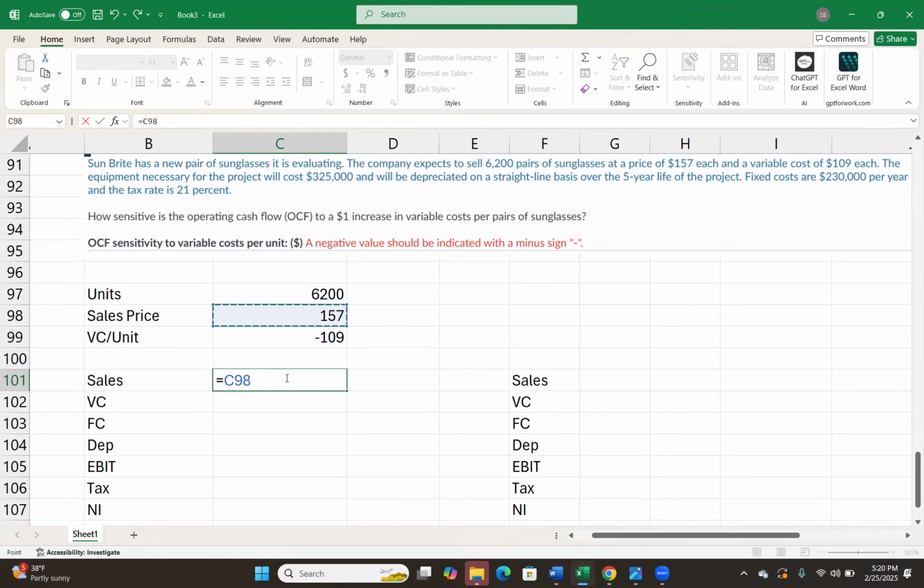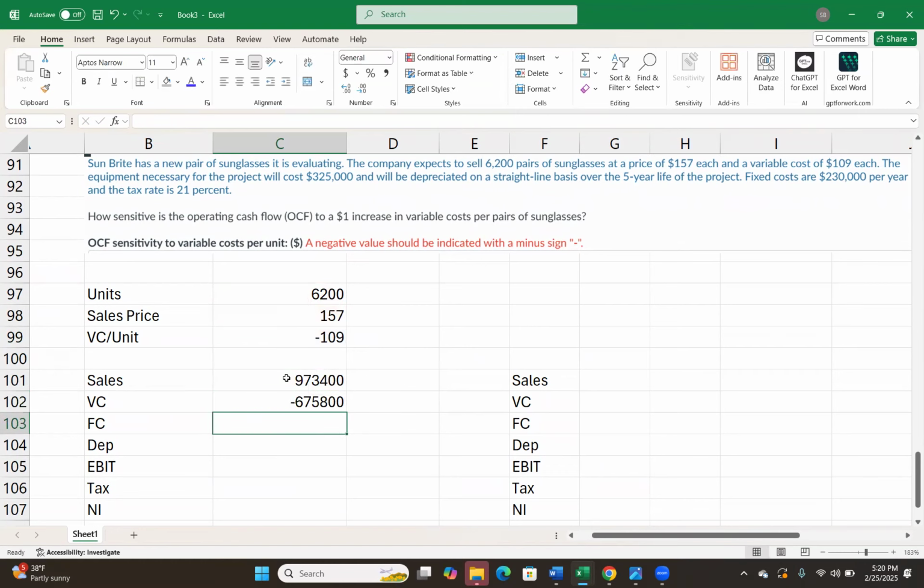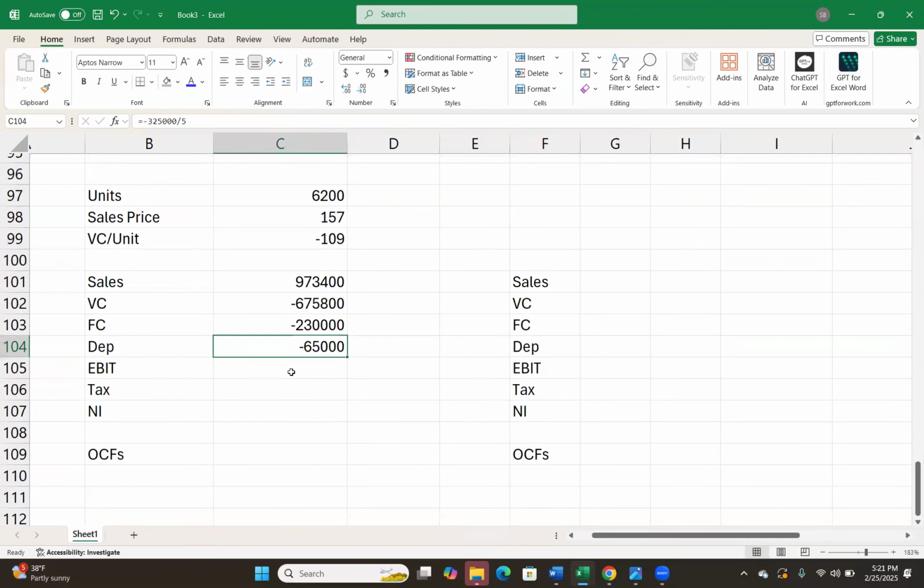So sales price is here times the number of units to get my total sales. Variable cost is going to be 109 times the units. Fixed cost is going to be the negative 230,000. Depreciation is going to be equal to negative 325,000 divided by 5, because we're using straight line to 0 over 5 years. So I do 325 minus 0 divided by 5.